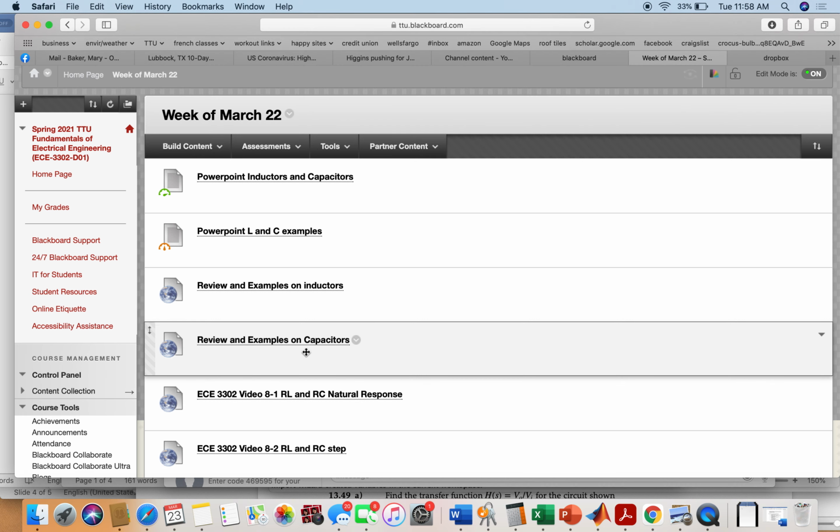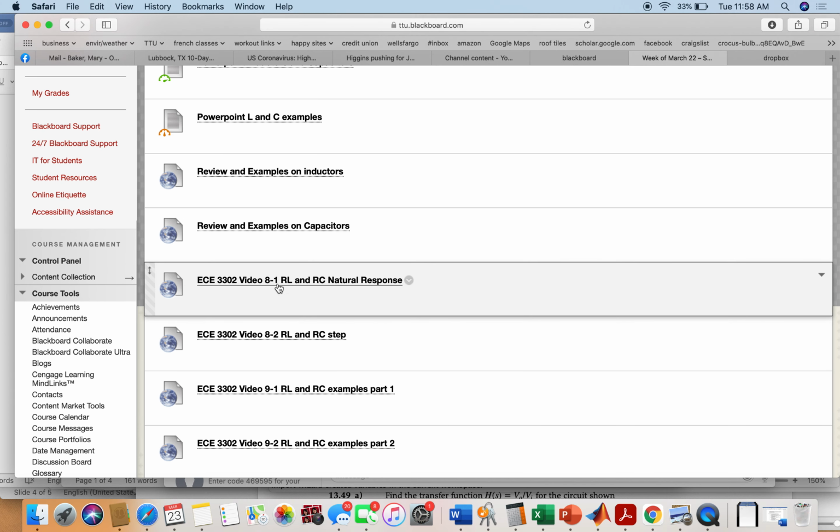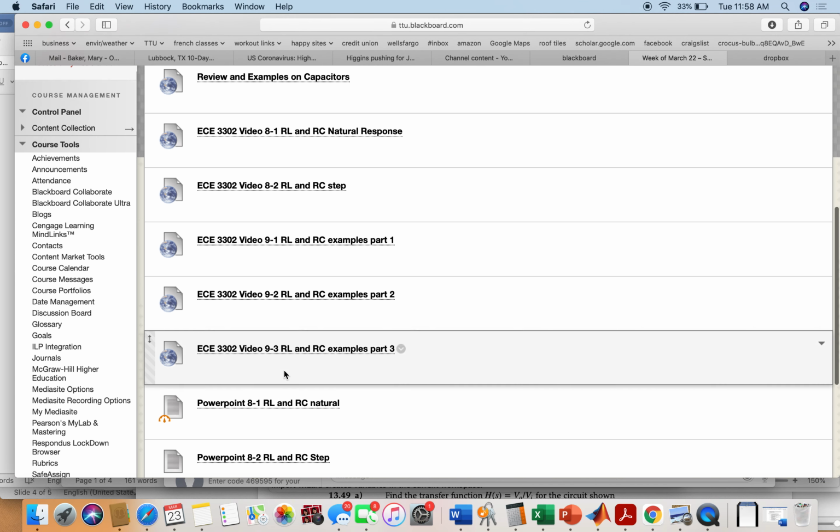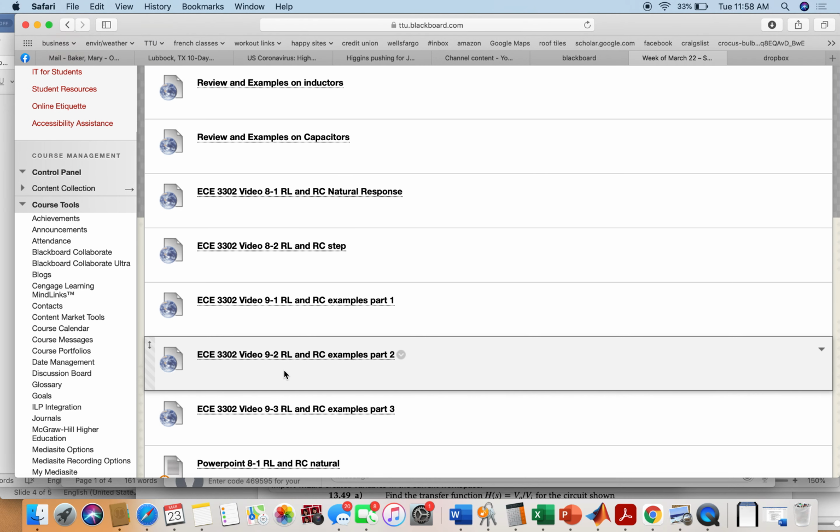This is the point where you should stop your studying for the exam. Okay, so beginning with video 8-1, RL and RC natural response, from there on to the end of the folder, that is new material, and it is not essential for the exam. The exam will not cover RL and RC natural response, step response, or examples. Having said that, after you complete your study for the exam, you should begin viewing these videos, because we will finish up RL and RC natural and step response next week.